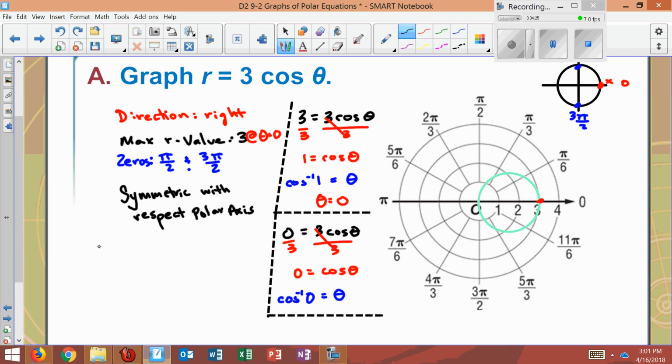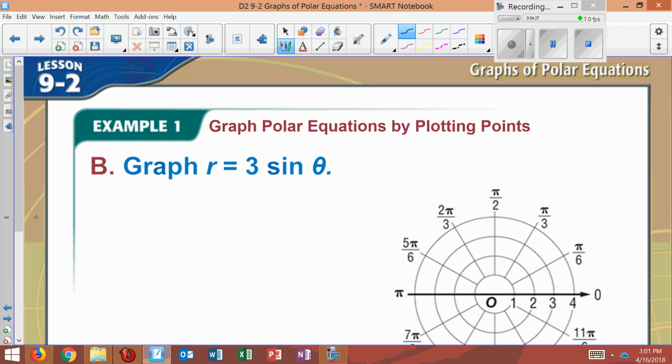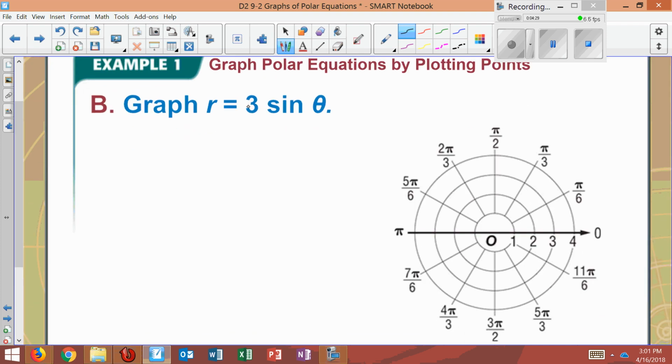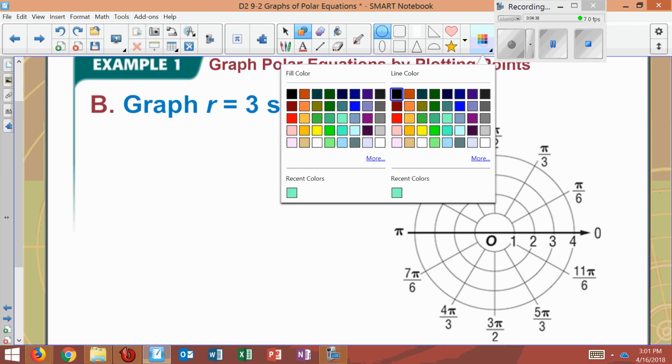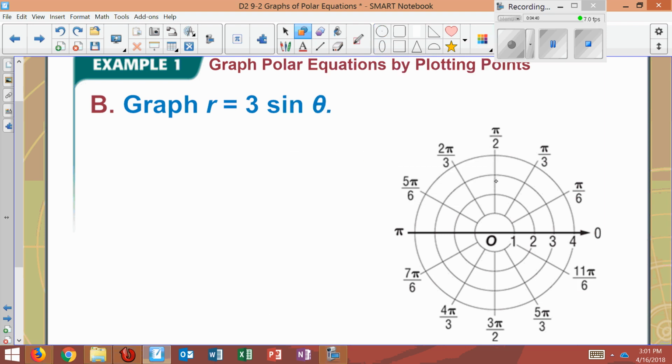All right, so now let's try this again, and I'll speed it up a little bit. This time we have r equals 3 sine theta, which means this would be a circle. This time it'd be going up, so it'd be going up 3 units. So it should be touching this point at the very highest point. So I'll go here, drag that out. So it goes up to 3 like that. That would be its max.